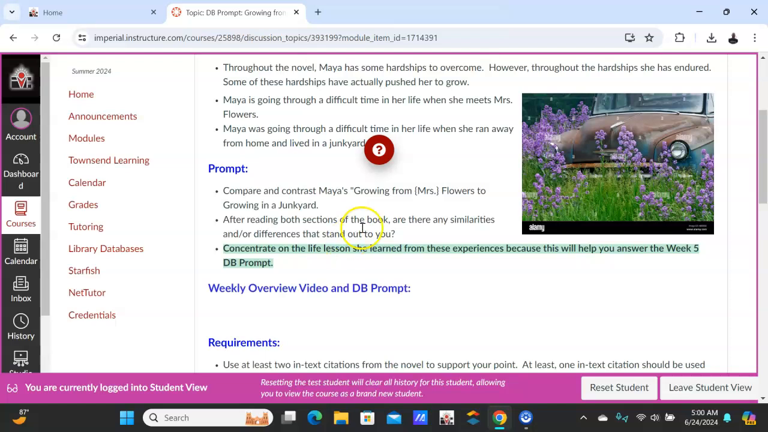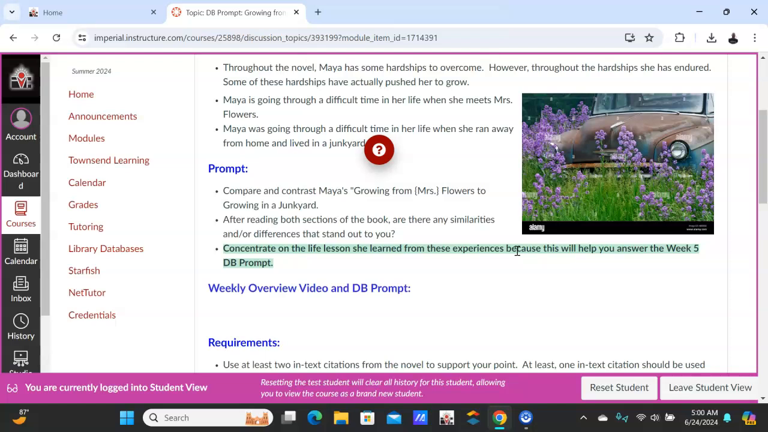That's up to you. So, after reading both sections of the book, are there any similarities or differences that stand out to you? Again, I would choose one. And concentrate on the life lessons she learned from these experiences, because in week 5 we're going to revisit this prompt, but instead of asking how they were different or similar, in week 5 we're going to ask, where did she learn more? From which situation did she learn more? We're going to get into argumentation.